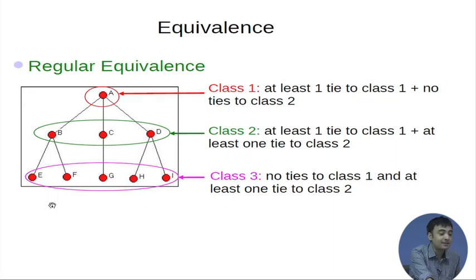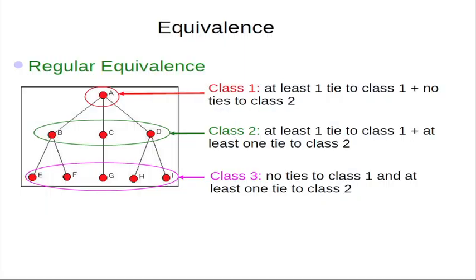On the other hand, class 3 will have 0 ties to members of class 1 and at least one tie to members of class 2. So, in this way the three classes of regular equivalences are developed in this particular Wasserman-Faust example. In this example what we see is that by virtue of its profile of relationships with the other classes, a regular equivalence class is defined.